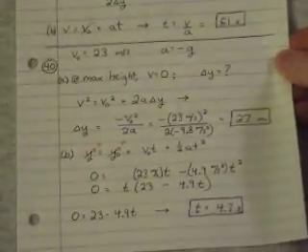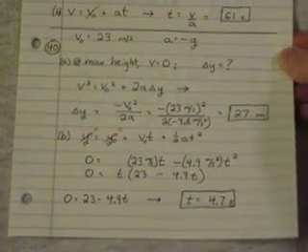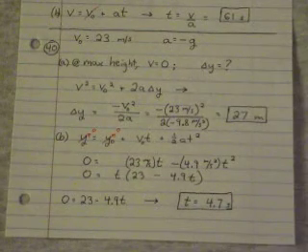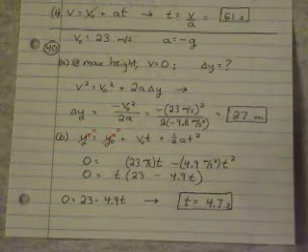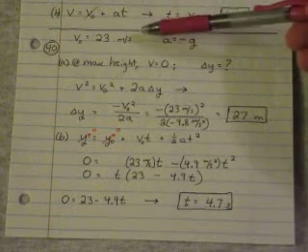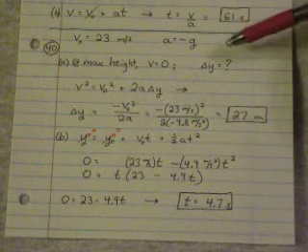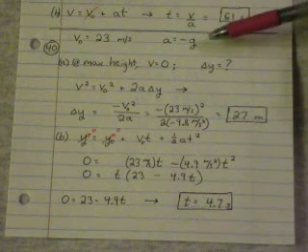Number 40, the foul ball problem. So it leaves the bat going straight up 23 meters per second. It's in free fall, so A equals negative G.